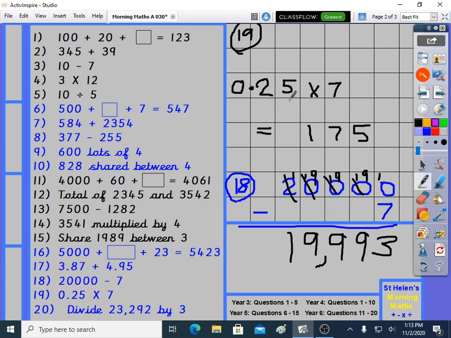But this is not quite the same as that because it has 2 decimal places. So let's have 2 decimal places in the answer as well. So it's actually 1.75. You could do that with standard method and you'd still get 1.75.